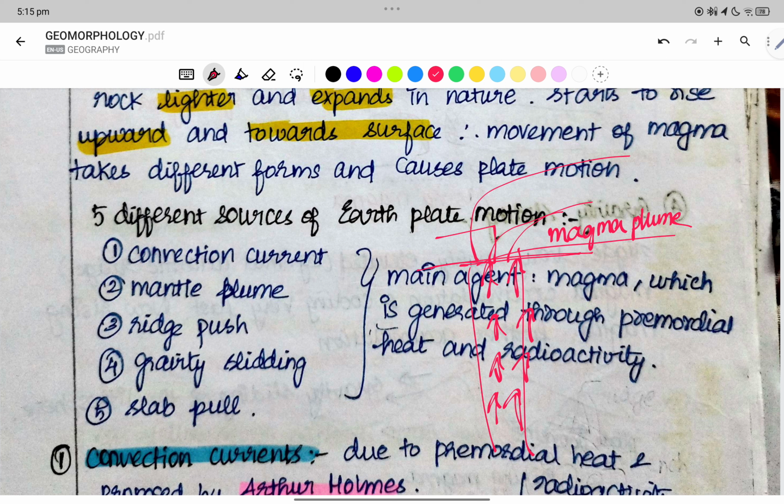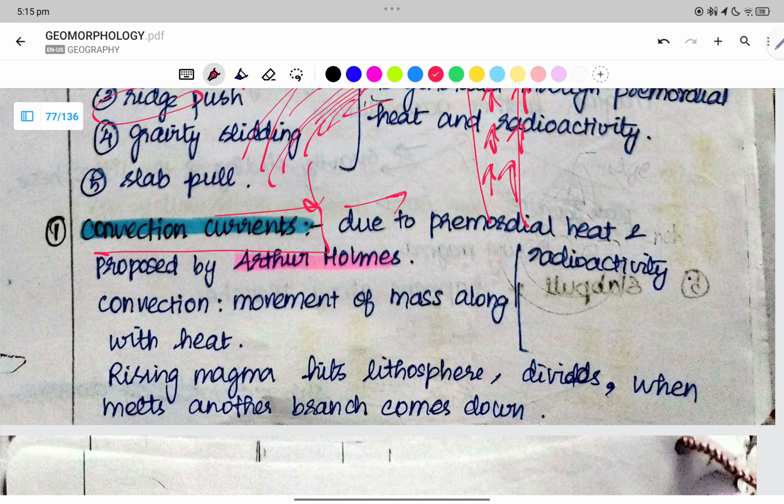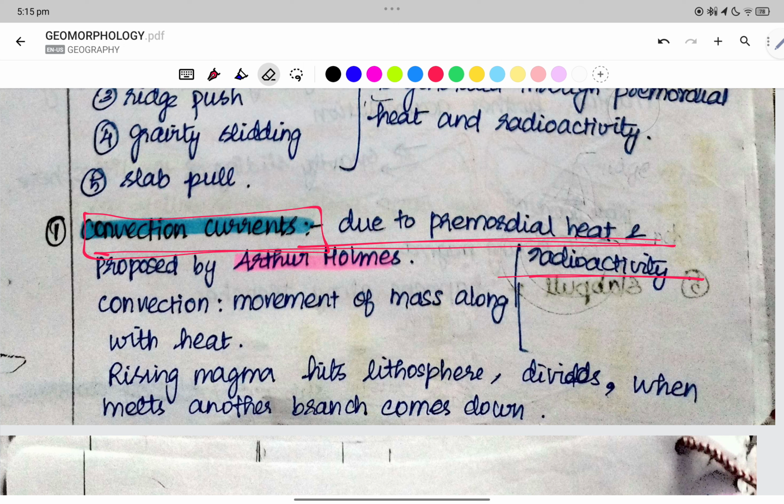Initially, it needs to break the plate and it causes a ridge. And as a convection current has a cycle, this plate is pulled. Now, this is what we have: pulling of the plate, ridge push, right? And gravity sliding, the slab pull, everything. Now, convection current is due to the primordial heat and radioactivity. Why do we have such a convection current? Everything is because of the primordial heat, and then radioactivity.